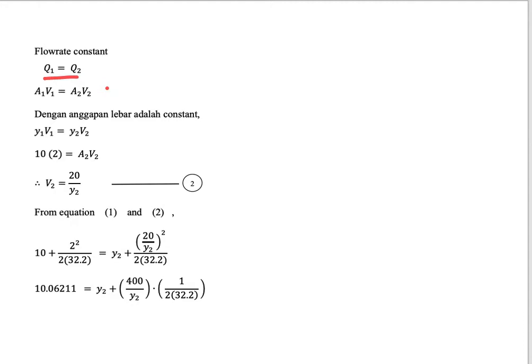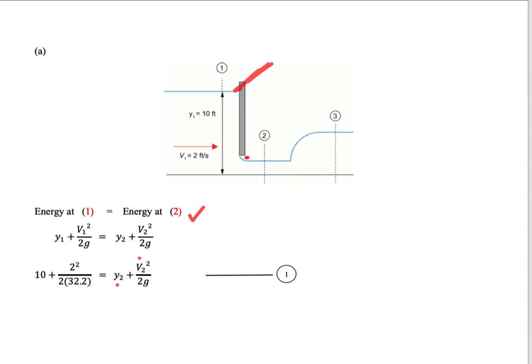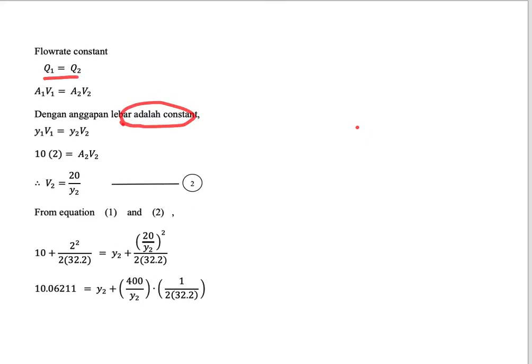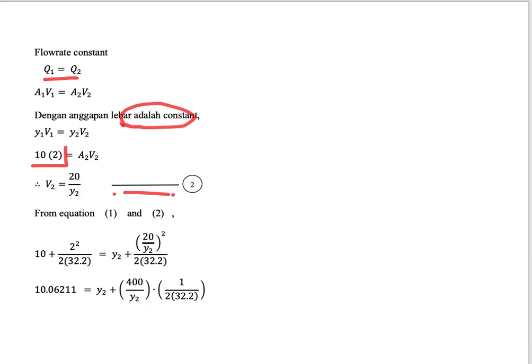Because we assume that the width is constant, you just imagine that all the width here is actually the same value. So if you use the equation here, we could cancel off the value of width. Then we could write the equation as y1 v1 equals y2 v2. We substitute the value 10 for y1 and 2 for v1, and y2 and v2 are still unknown. Then we could rearrange this calculation so that v2 is equal to 20 over y2. So we name this as equation number 2.